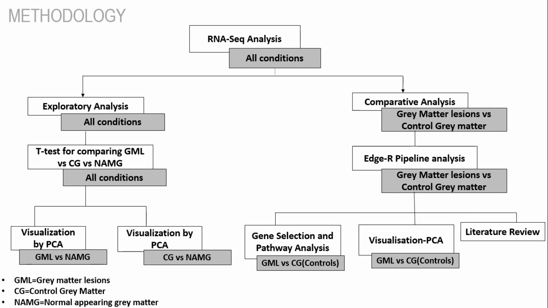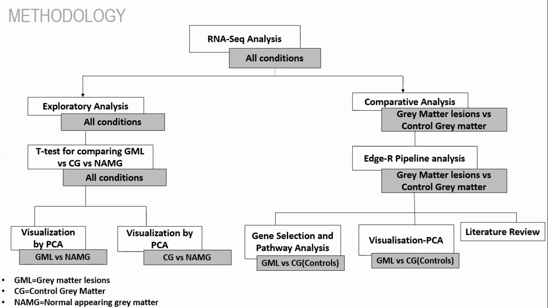So first I did my exploratory analysis, in which I compared all three of the groups with each other by doing a t-test under all conditions. Later on, I compared each two of them with each other, that is lesions with normal appearing gray matter. By normal appearing gray matter, I mean that the person has multiple sclerosis but does not have lesions. So I compared lesions with normal appearing gray matter by PCA, and also compared controls with normal appearing gray matter.